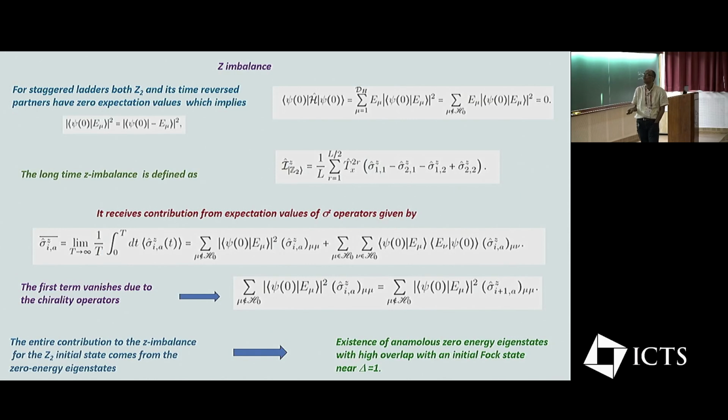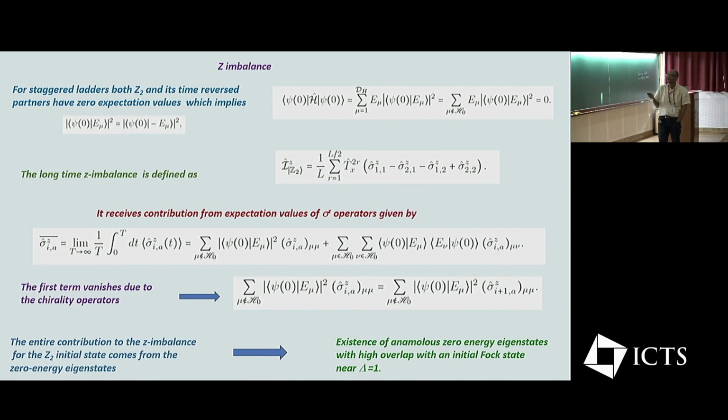The other thing is that when we start from this Z2 state or its time reverse partner or the vacuum state, these have zero expectation value of the Hamiltonian, which means that these are infinite temperature states. And therefore, for this to happen, you see that the overlap coefficients with any finite energy have to satisfy this, okay? So psi 0 E mu must be equal to psi 0 minus E mu, only then this sum can go to 0.